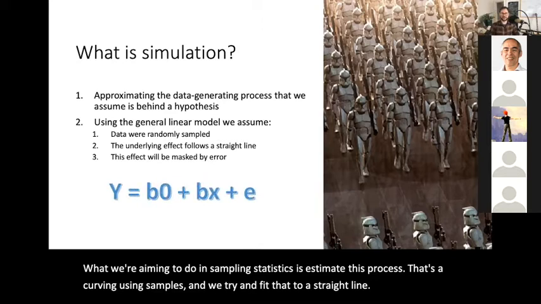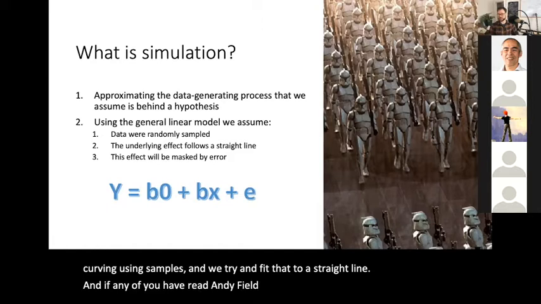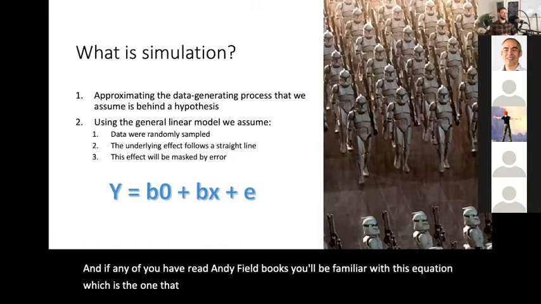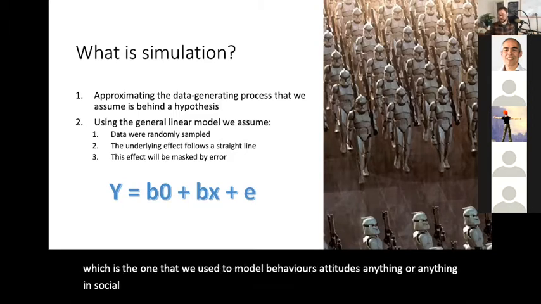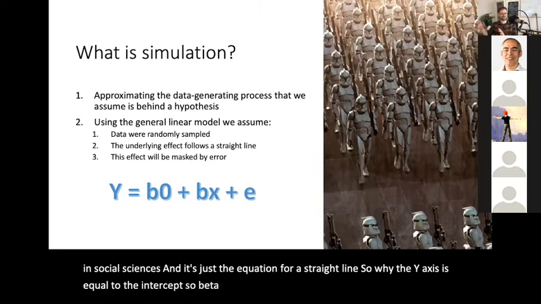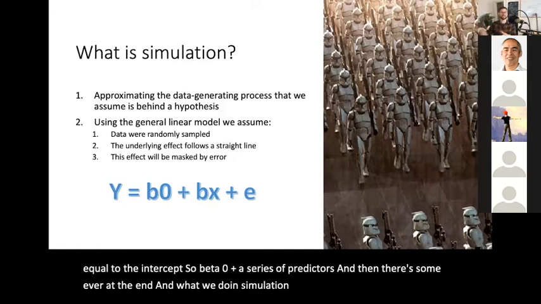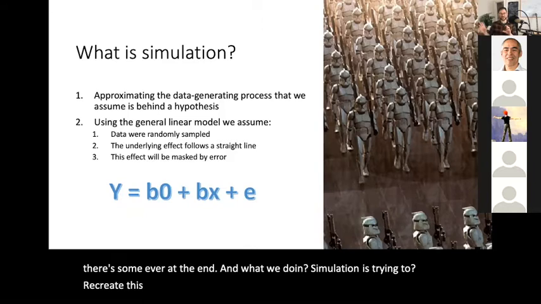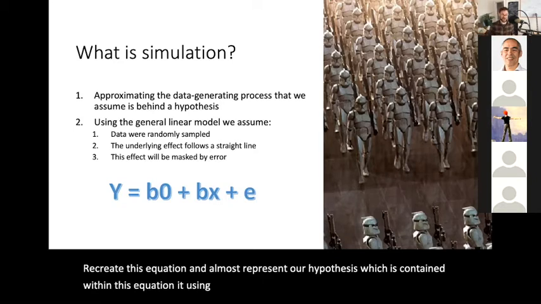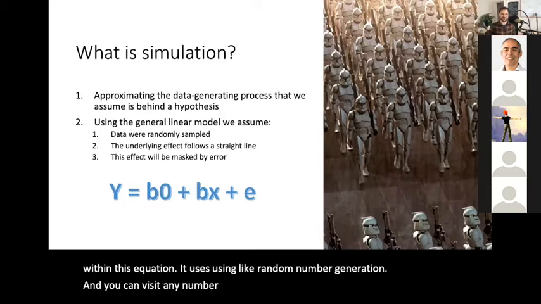If any of you have read Andy Field's books, you'll be very familiar with this equation, which is the one that we use to model behavior, attitudes, anything in social sciences. It's just the equation for a straight line. So y, the y-axis, is equal to the intercept, beta 0, plus a series of predictors, and then there's some error at the end. What we do in simulation is try to recreate this equation and almost represent our hypothesis, which is contained within this equation, using random number generation. You can do this in any number of ways using dice and stuff, but it's much quicker to just do it using computers.